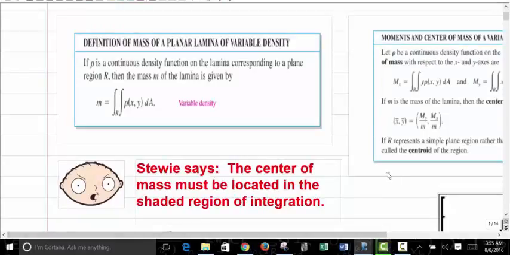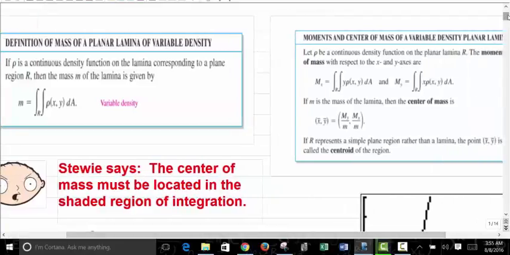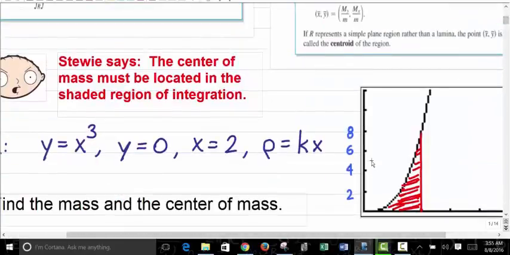The center of mass must be located in your shaded region of integration. So that's something you could look at when you were done if you wanted to. In other words, if you graph this region and then you get your center of mass, try to see that it falls in that shaded region somewhere. Of course, where it falls is going to depend upon the density function.